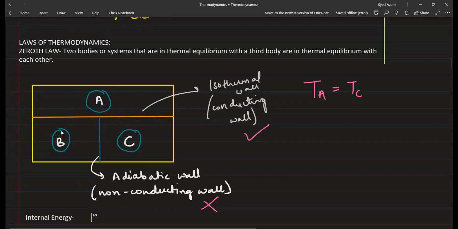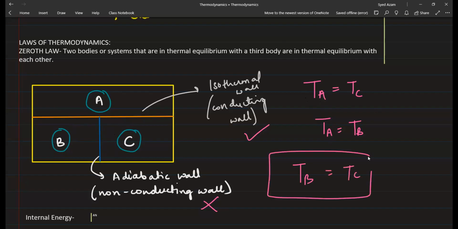Now, between A and B also conduction is possible, because the wall is conducting also here. It is still conducting. So temperature of A will eventually be equal to temperature of B. But see, the temperature exchange between B and C was not possible because the wall was non-conducting. So what is happening here if the wall is non-conducting? No temperature exchange. But according to this, look, TA is equal to TC. TA is equal to TB. So we can say TB is equal to TC also. Temperature in B is equal to temperature in C.